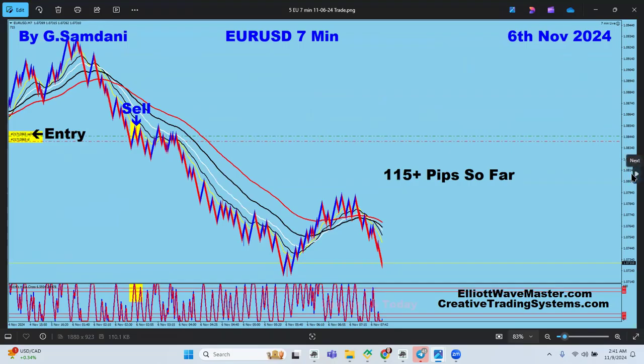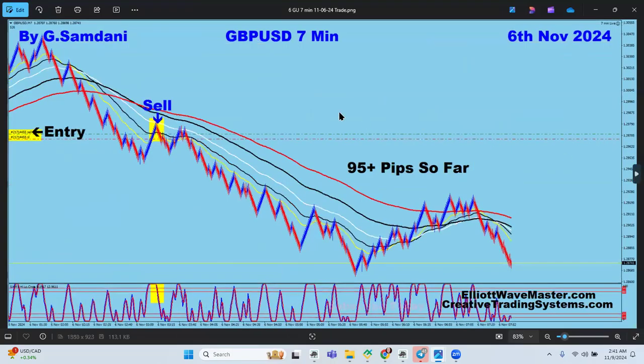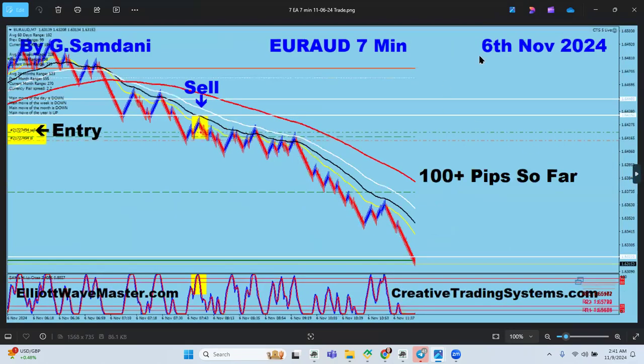Right when the results started to come in, that's where it happens. This one, Pound USD on the 7-minute chart, a beautiful short entry here for 95 pips to the downside on the 6th. On the 6th, Euro Aussie also opened a trade. These trades, with the small little arrow, are opened by my CTS5 live automated robot.